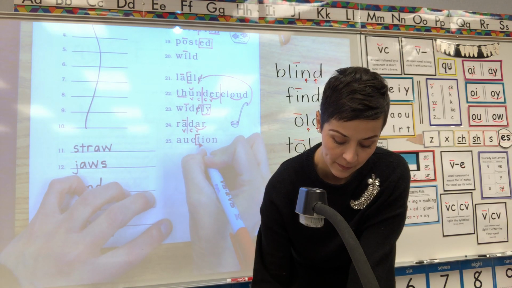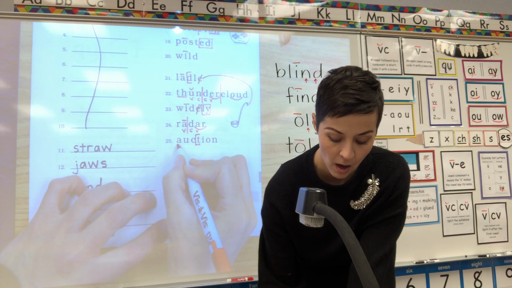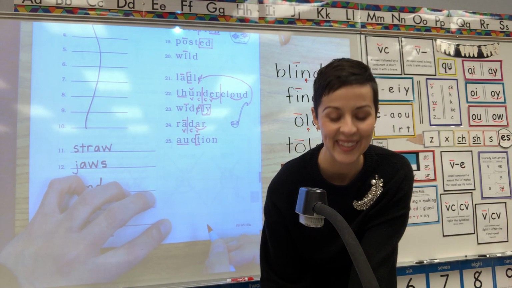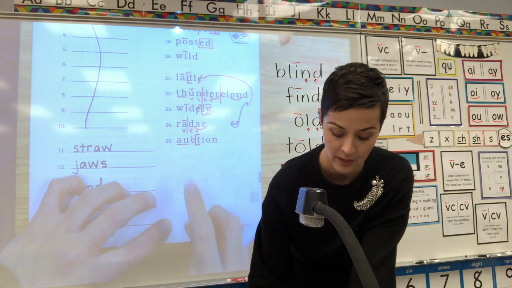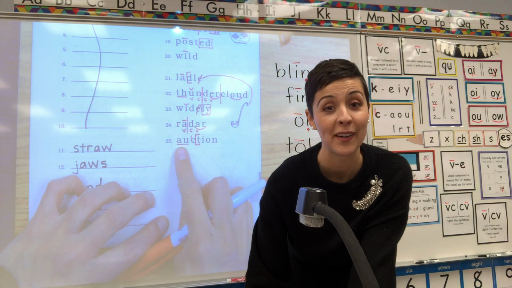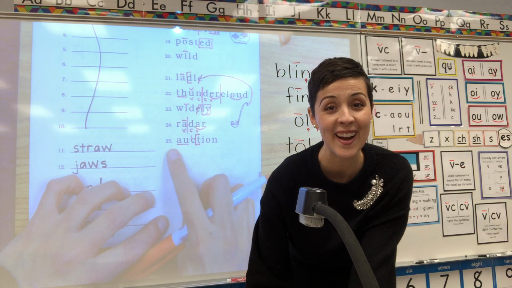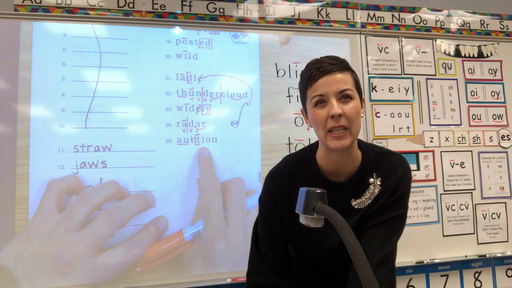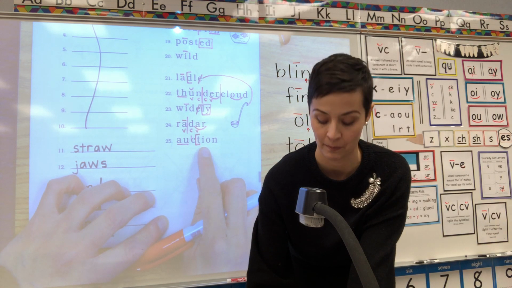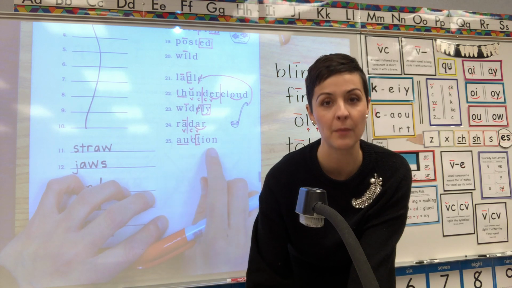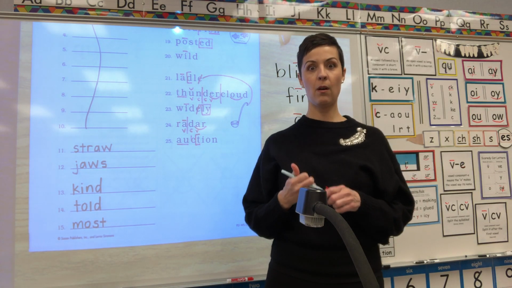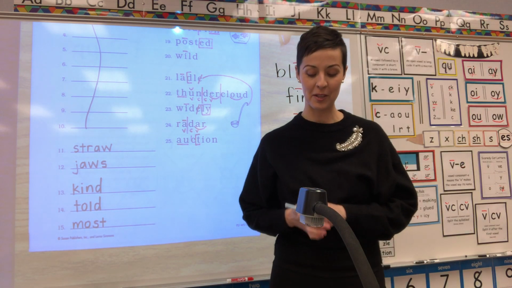25, final syllable, T-I-O-N. Bracket. Digraph AU says ah, underline, K back on the C. Starting AU, get ready. Auction, what word? Auction. An auction means a place where you sell things. People can buy them. Auction. Okay. Oh, nice job coding all of those words.